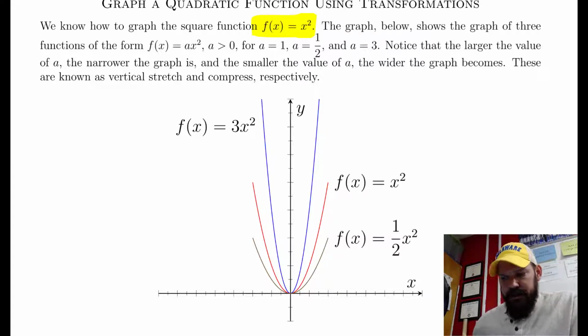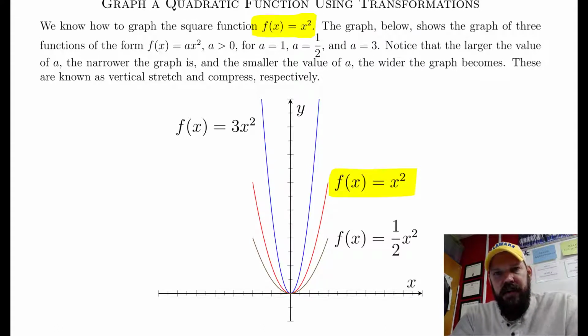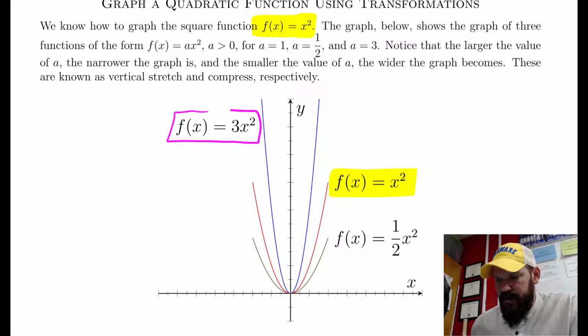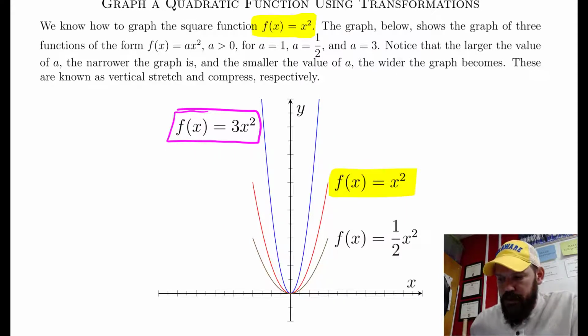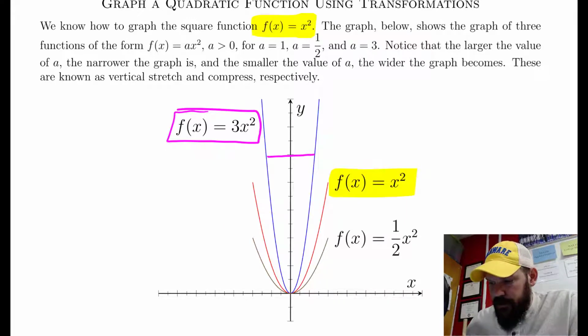So what you see in the middle of your screen right now is 3 graphs. The first graph that I want you to look at is this graph of x squared. That is our parent function. Everything else is a transformation of that. So the red graph represents x squared. Then we're going to look at this second graph right here in blue, which is the graph of 3 times x squared. So we've taken the graph of x squared, we have multiplied it by a number greater than 1, and you can see that the arms of this graph are closer together. This graph has been vertically stretched.